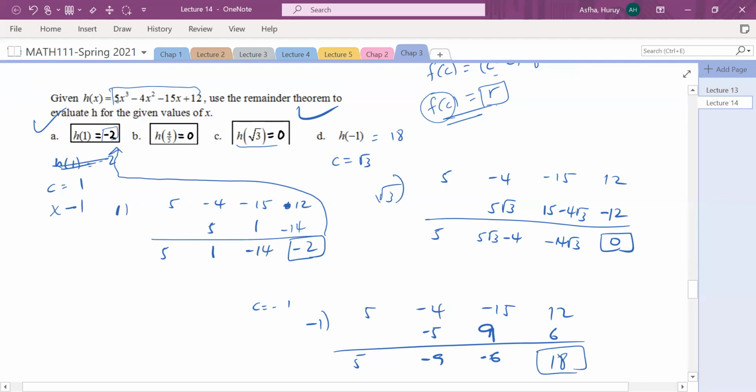And again, of course, you can evaluate it. Negative 1 here is negative 5, minus negative 4, plus 15, plus 12. This is 9, this is 27. 27 minus 9 is 18, of course, so we get the same result. Okay, we can just evaluate it at x equals negative 1 and we get the same result, using the remainder theorem. Okay.